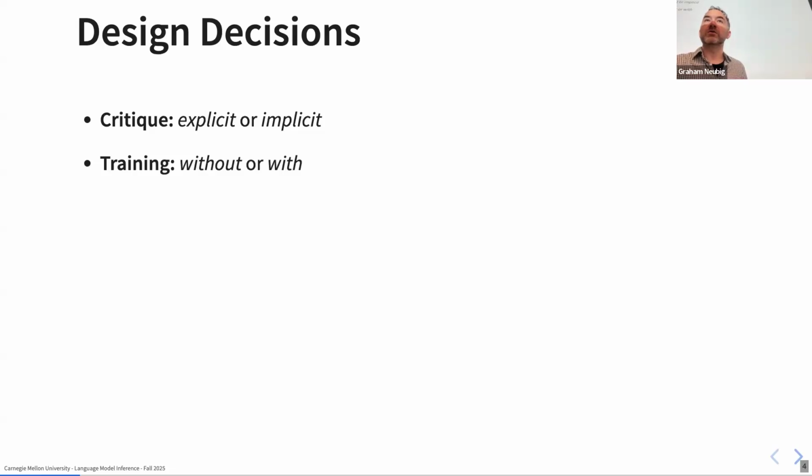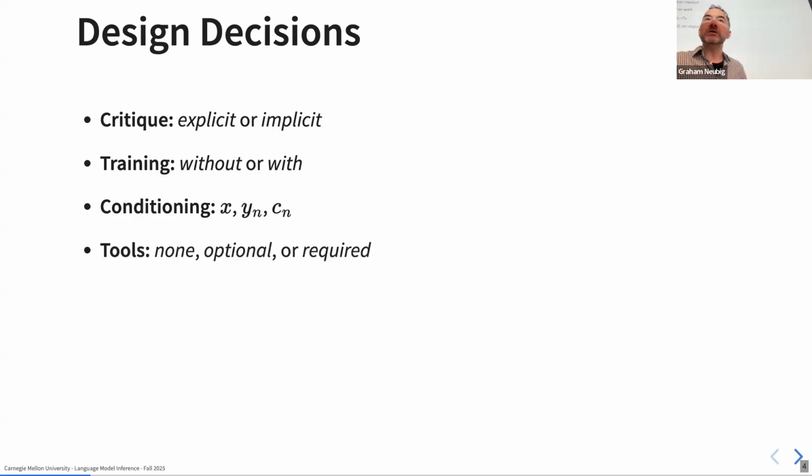Another thing is training. So whether we explicitly train the model to be good at self-refinement, or we don't do this. Another thing is what we condition the refinement step on. So we can condition this on the input, we can condition this on the output, and we can condition this on the critique itself. And different methods use different varieties of this. And finally, you can use external tools. And so some of the critique methods just rely on the language model. Some of the critique methods rely on external tools to judge whether the output is good or not.